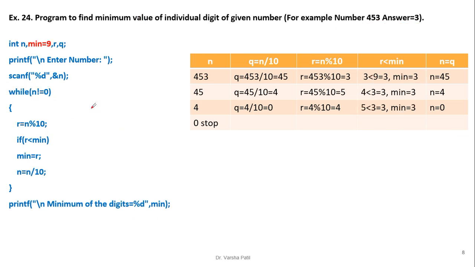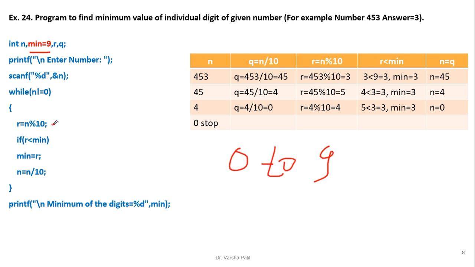Now next is the minimum value. What we require to do now, single digit. Now see, individual digit, so digit values are from 0 to 9, so the maximum value is 9. So when we are doing the minimum program, generally we assign that maximum value to the minimum. So minimum is equal to 9.